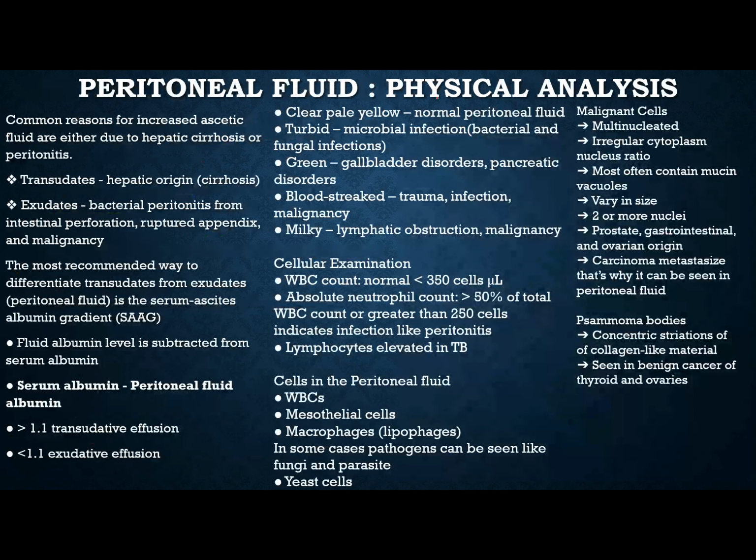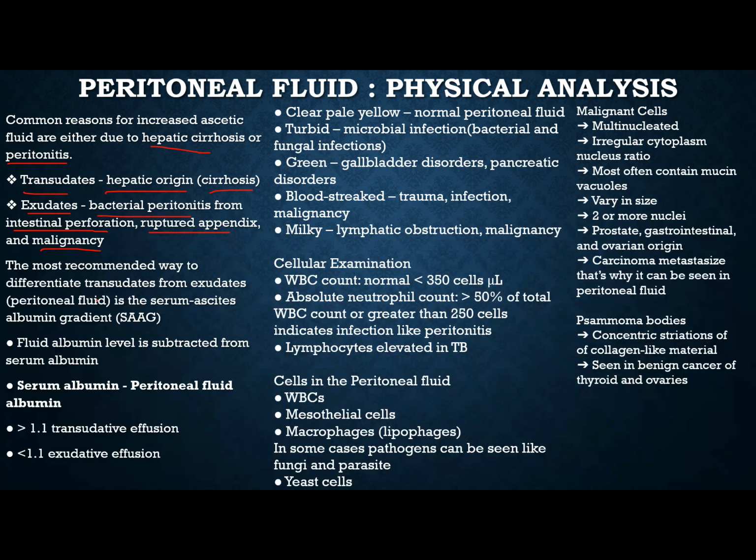Now, let's go to the last fluid, class, the peritoneal fluid, the physical analysis. So, common reasons for increased ascitic fluid. Diba, another name for peritoneal fluid is ascites or ascitic fluid. This could be due to hepatic cirrhosis or peritonitis. So if it's a transudate peritoneal fluid, it would be of hepatic origin, usually in cirrhosis. If it's a peritoneal effusion that is an exudate, it is from bacterial peritonitis from intestinal perforation, ruptured appendix, and even malignancy.